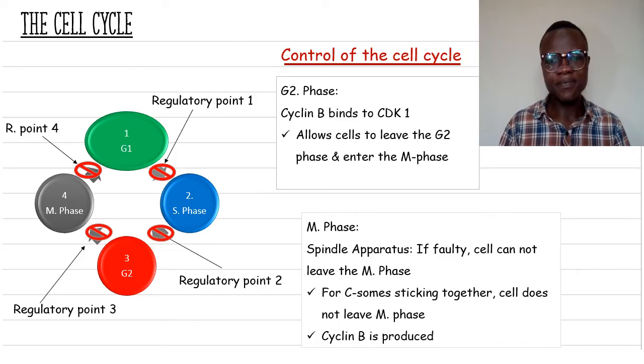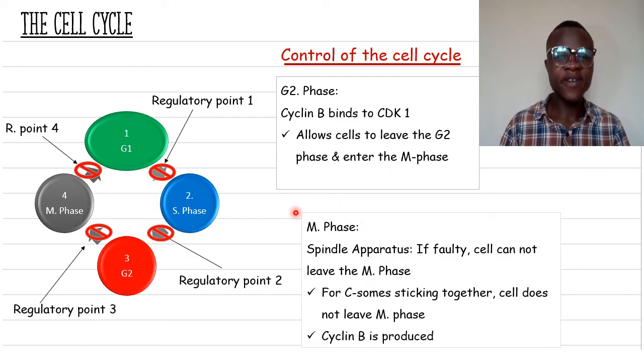And lastly, in the G2 phase, cyclin B binds to cyclin dependent kinase 1 and allows the cell to leave the G2 phase and enter the mitotic phase. That's just the basic information about that.